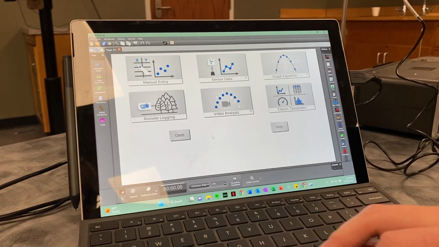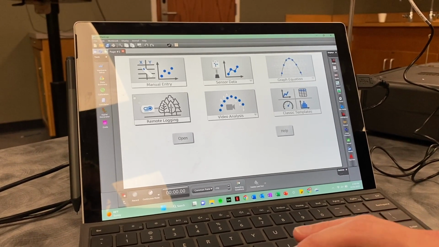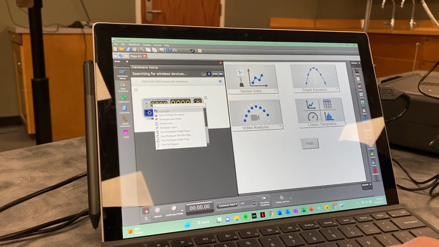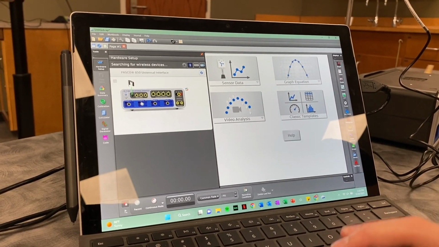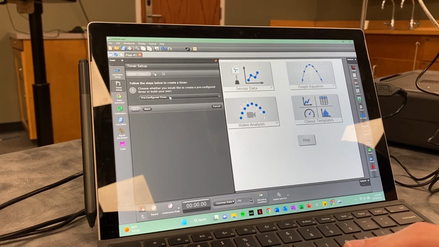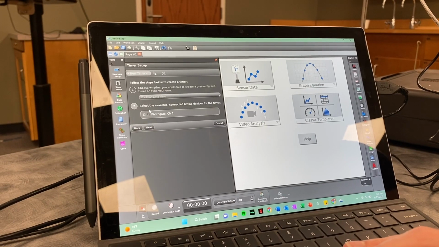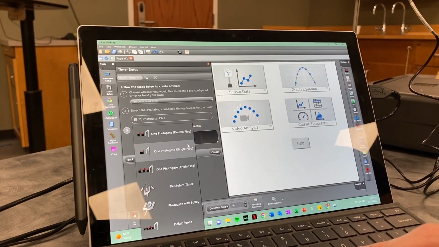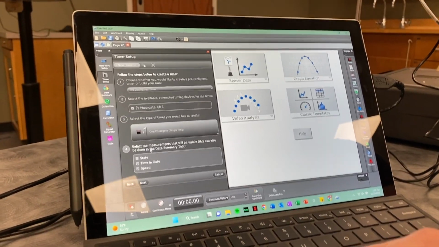All right, so to set up the Pasco photo gate, the first thing you want to do is go up to the hardware setup, click the place where you plug it in, select photo gate, and then you set it up over here. So you want to do the pre-configured timer here, select photo gate. You want to select the single flag here since we only have one.